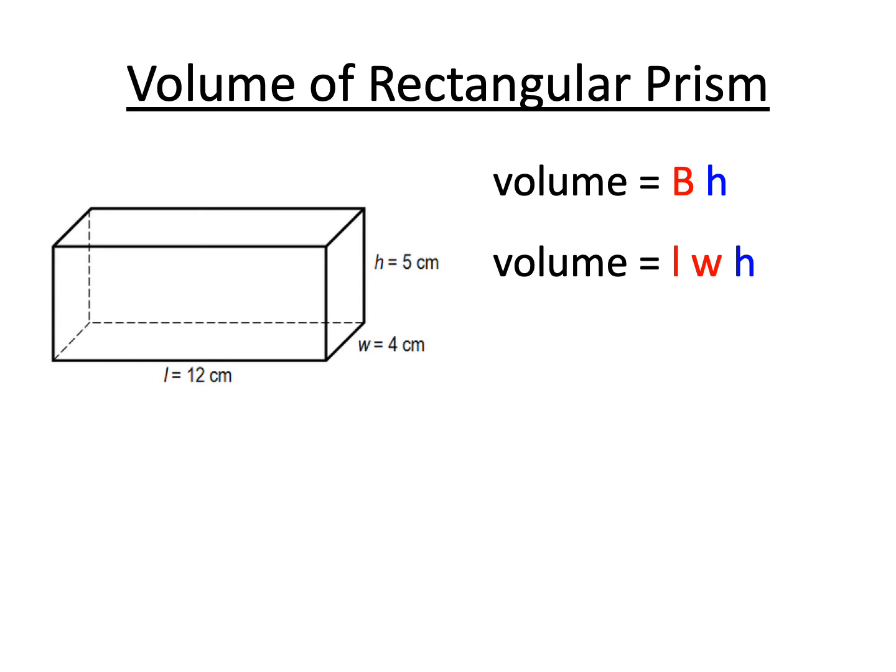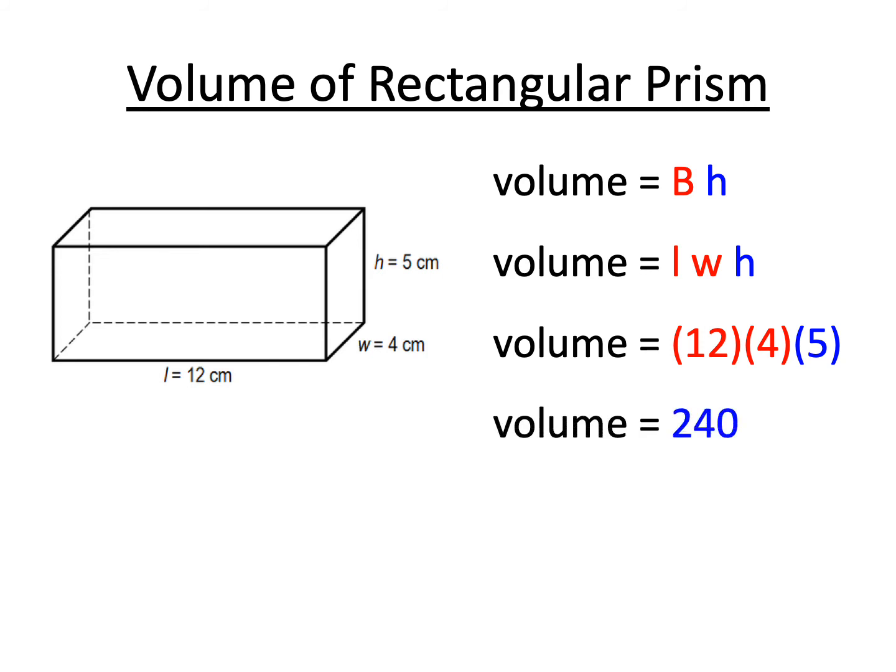So if we multiply together the length, width, and height of this rectangular prism, we get a volume of 12 times 4 times 5, which equals 240 centimeters cubed. Notice we must cube our unit of measurement when we're solving for volume because volume is a three-dimensional measure.